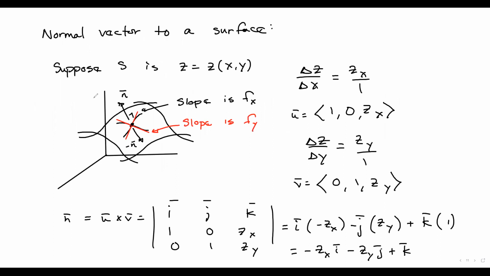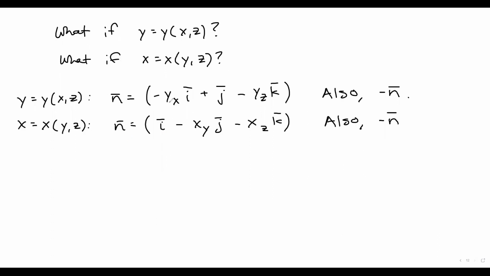All right, so we've got the normal vector to a surface. We went through and showed where that came from. That's this if the surface is defined in terms of z, this if the surface is defined in terms of y, and this if the surface is defined in terms of x. Okay, what if you have a parametric surface?